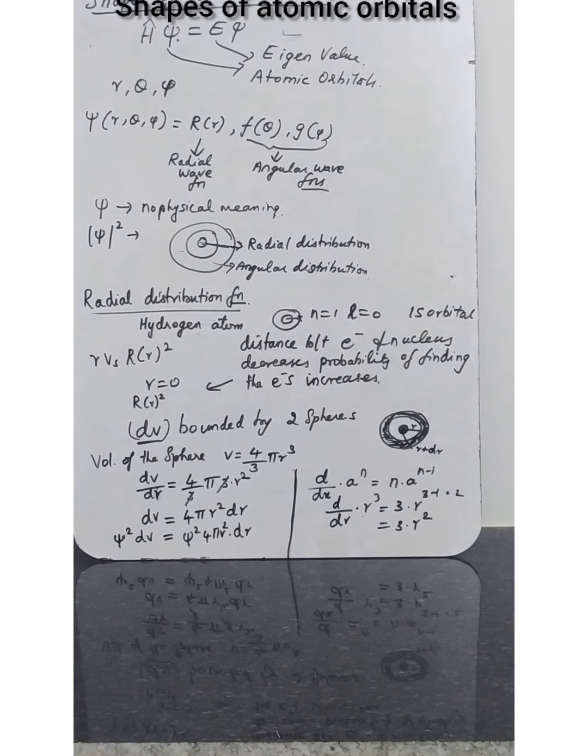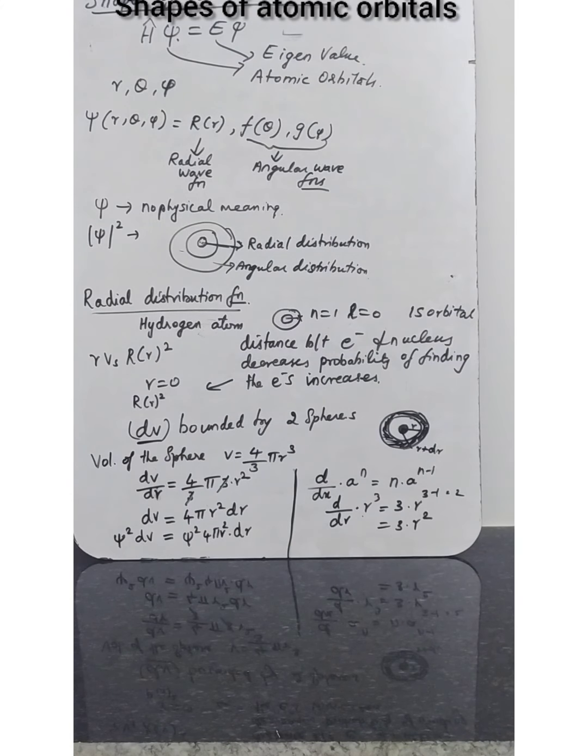The wave function which corresponds to the eigenvalue is called an atomic orbital.